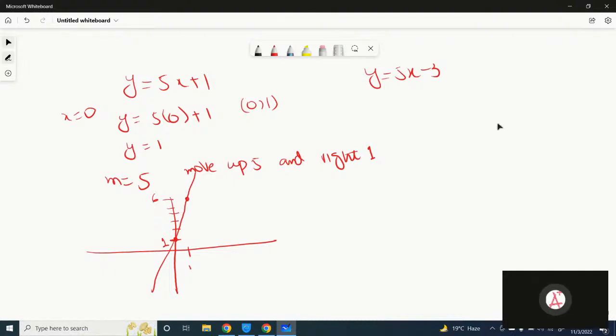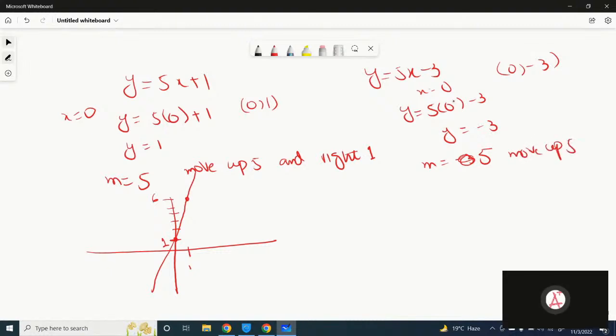So just find these 2 points. Replace the x with 0. So it would be y equals 5 times 0 minus 3. It would be y equals negative 3. So it would be (0, negative 3). And the slope is m equals... sorry, slope is 5, not negative 3. M is 5. So slope is 5. You have to move up 5 and right 1. Got it?